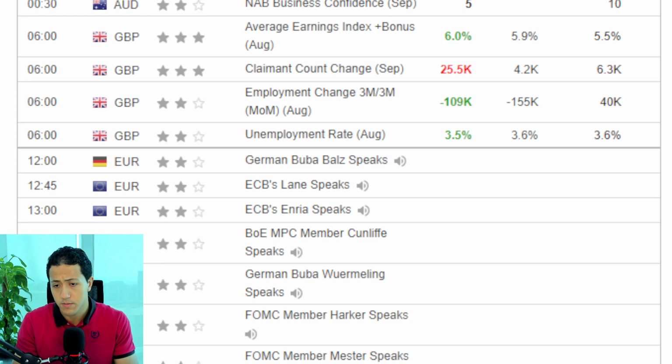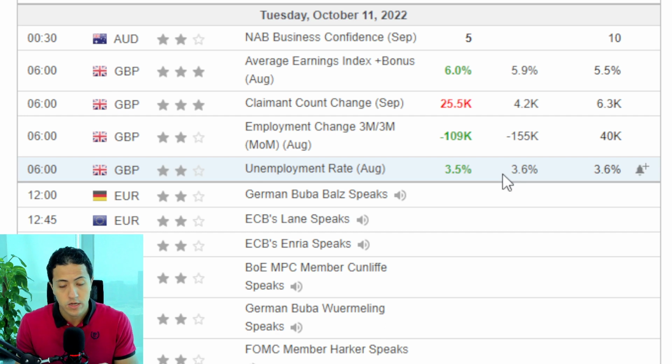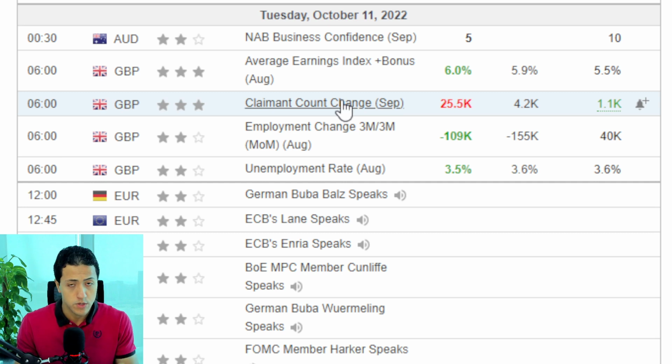The numbers are a little bit mixed. However, we can see that the unemployment rate for the month of August declined from the previous reading for July, and the number was better than expectations of around 3.6. We had a 3.5%. On the other side, the claimant count change for the month of September was well higher than the previous reading, as well as very much higher than the anticipations of around 4.2 thousand new claims. It is around 25.5 thousand new claims for September only. So the numbers are a little bit mixed.